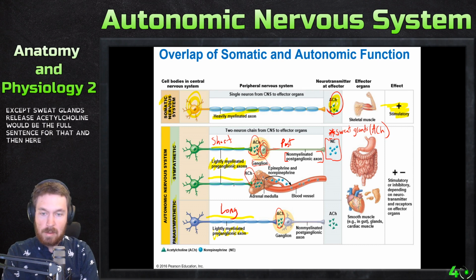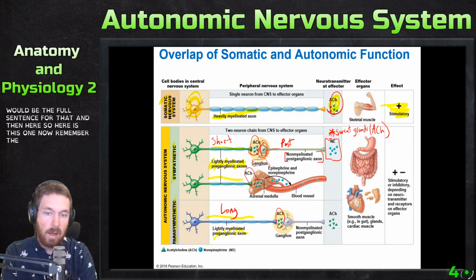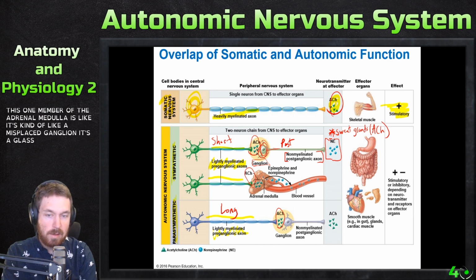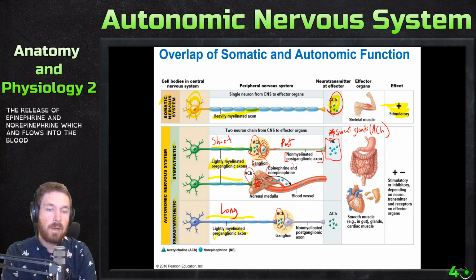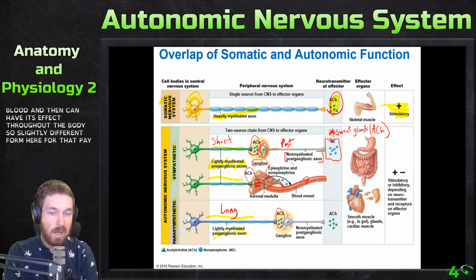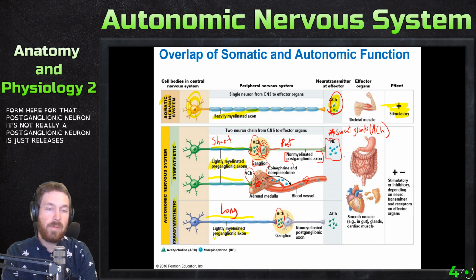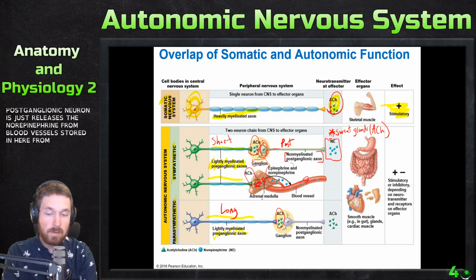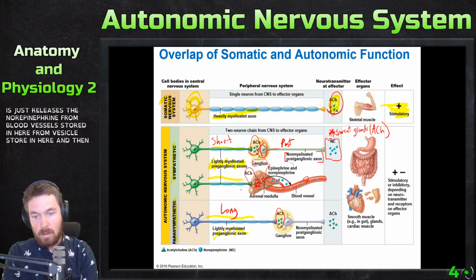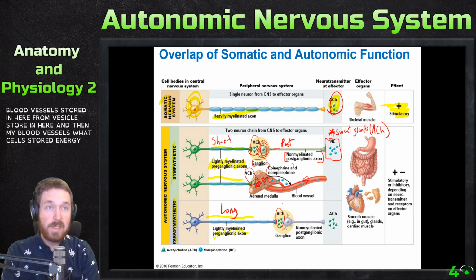And then here's this one. Remember, the adrenal medulla is kind of like a misplaced ganglion. It's a gland, so acetylcholine is released into it. That release of acetylcholine causes the release of epinephrine and norepinephrine, which then flow into the blood and can have their effect throughout the body. So it's a slightly different form for that postganglionic neuron. It's not really a postganglionic neuron. It just releases the norepinephrine from vesicles stored in there, from cells stored in there, into the blood vessels.